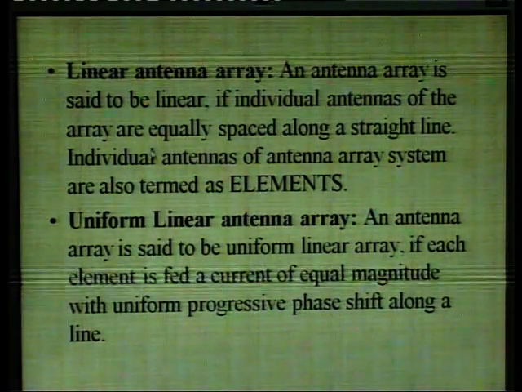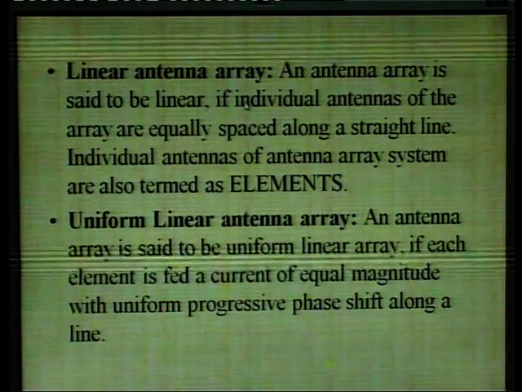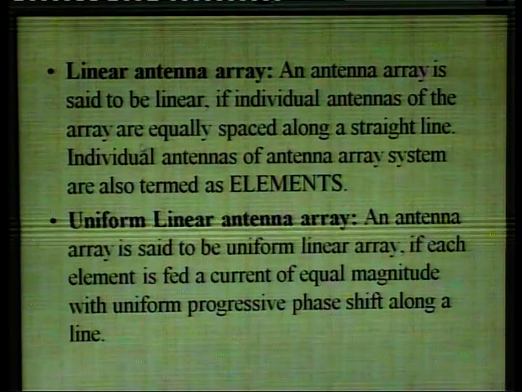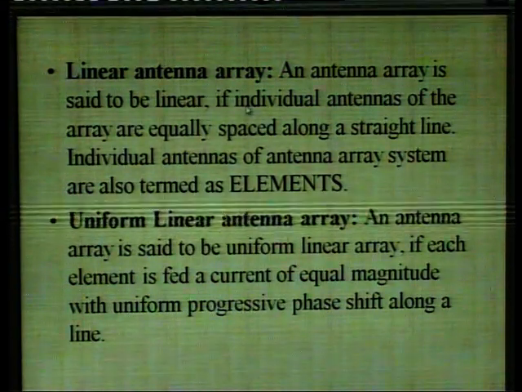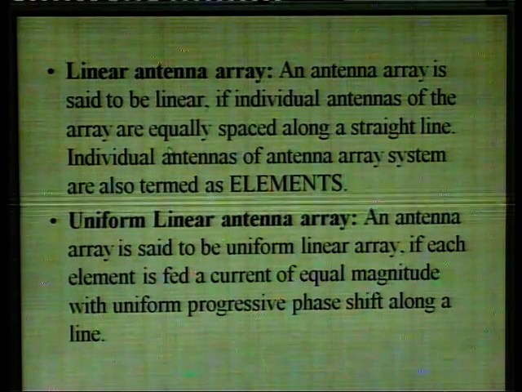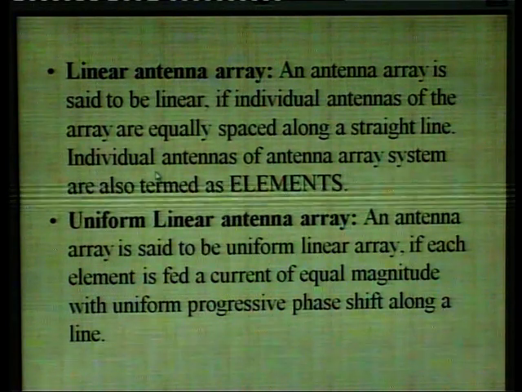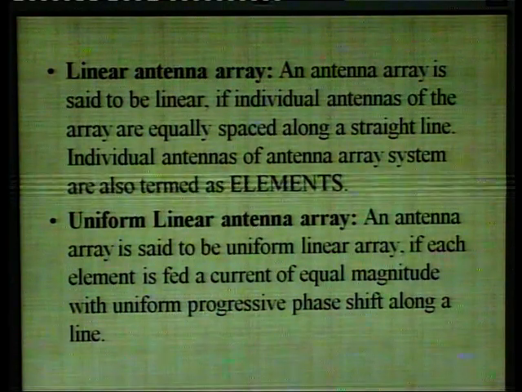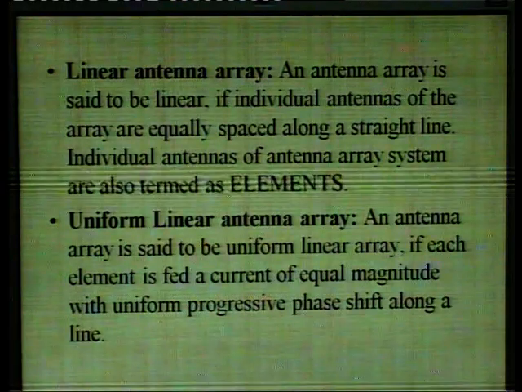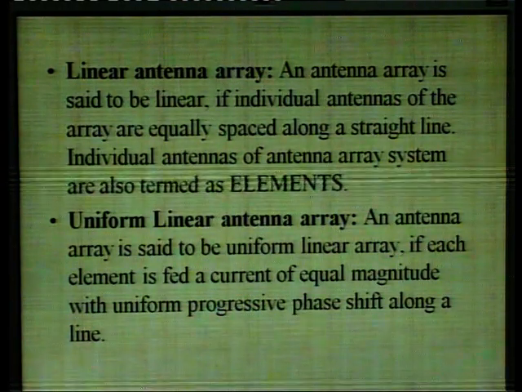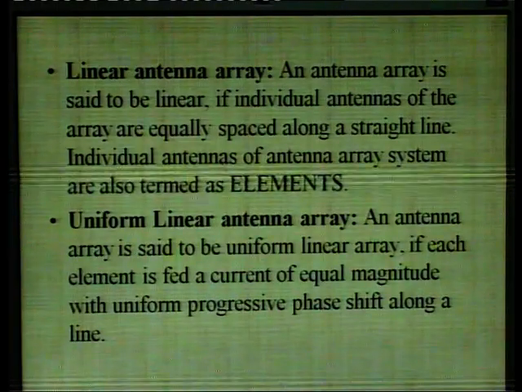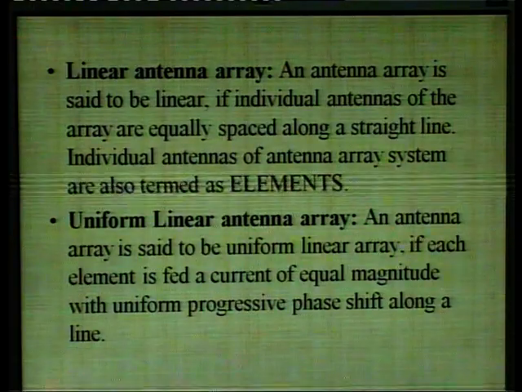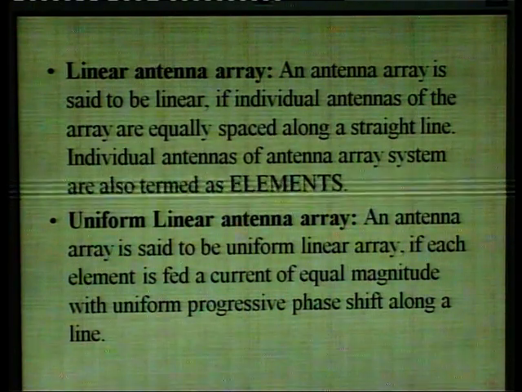Generally, we divide the antenna array into two types, that is the linear antenna array and the uniform linear antenna array. An antenna array is said to be linear if individual antennas of the array are equally spaced along a straight line. If the spacing between all the antennas is the same, then the antenna array is said to be a linear antenna array. An individual antenna of the array is known as an element. In this case, we can also call it a point source.